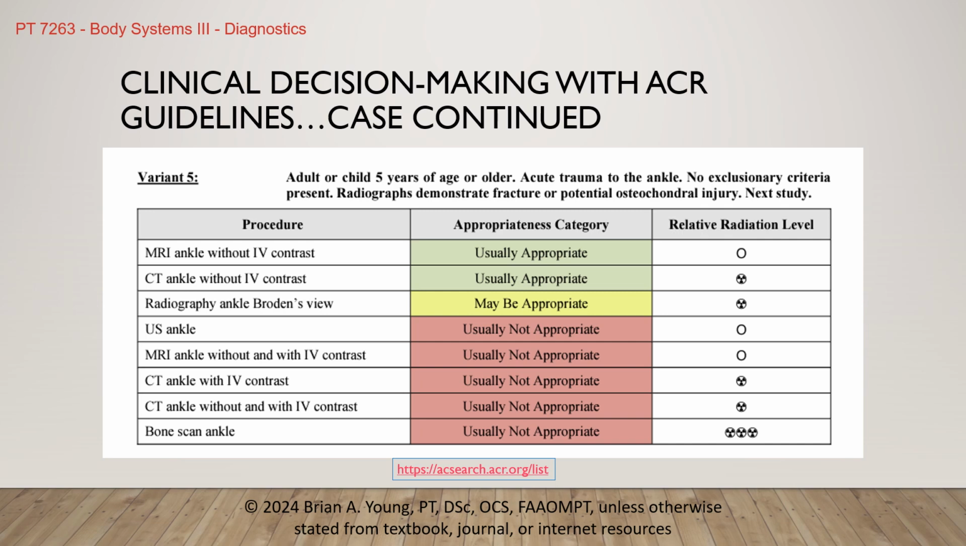So in the same case, what if the radiographs demonstrated a fracture or potential osteochondral injury, and they wanted to get more information? What can we do then? Well, we can go to variant 5 within that same acute injury to the ankle. In variant 5, there are some findings on the radiograph, but let's look at further investigation. We know that an MRI and a CT, both without contrast, would be appropriate.